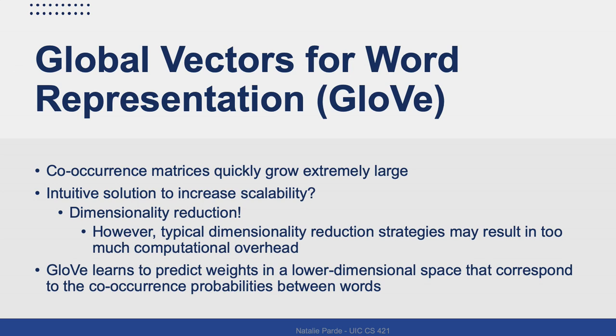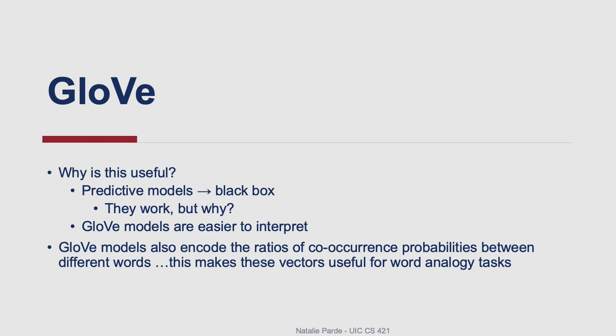Instead, Glove learns to predict weights in a lower dimensional space, and those weights correspond to the co-occurrence probabilities between words. This means that while glove models are more efficient than a pure count-based model, they still retain some of their advantages in terms of interpretability, which is nice because that allows us to more easily figure out why models trained on these representations are making the decisions that they're making. Since glove models encode the ratios of co-occurrence probabilities between words, that also makes the resulting representations inherently well-suited for things like word analogy tasks.